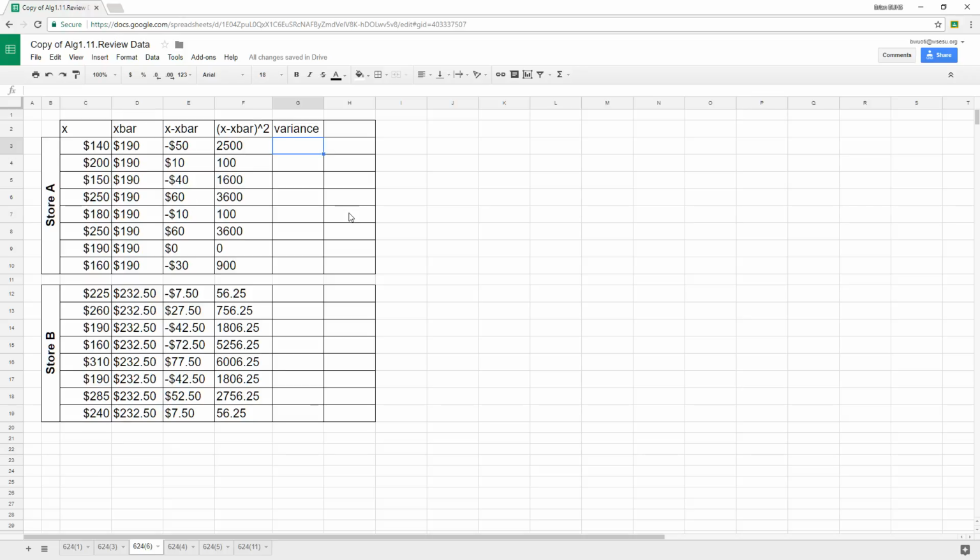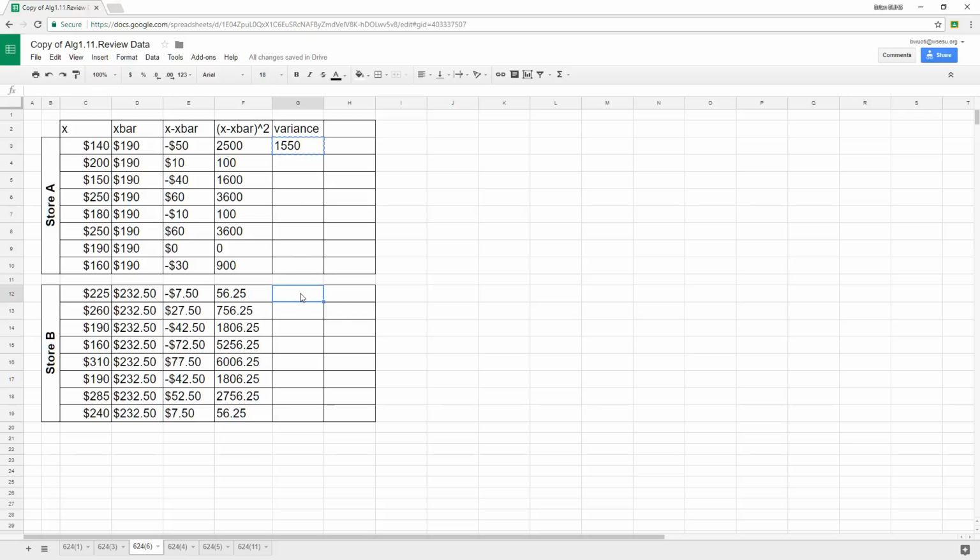Variance is just going to be the average of these squares. Today's a good day to figure that out. So I'm going to type equals average and select that list. What if I was doing that by hand, or with a calculator? How do I find the mean? Add them all up and divide by how many there are. So there's my variance for that one.